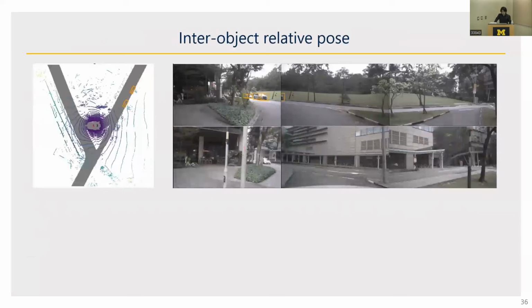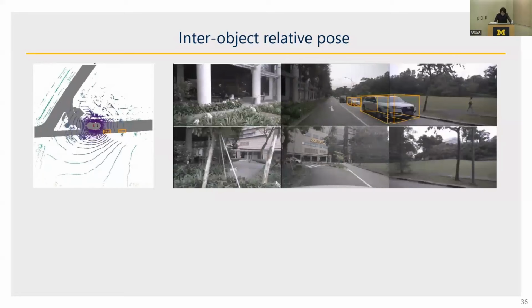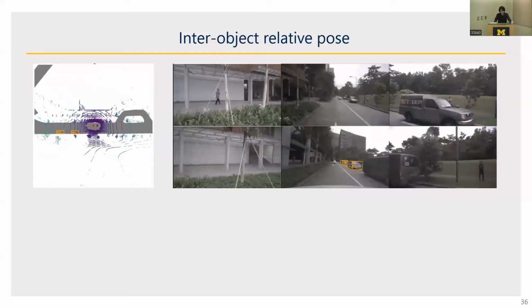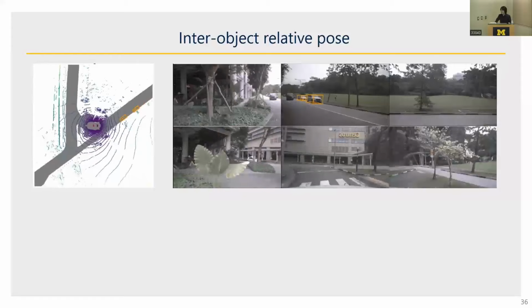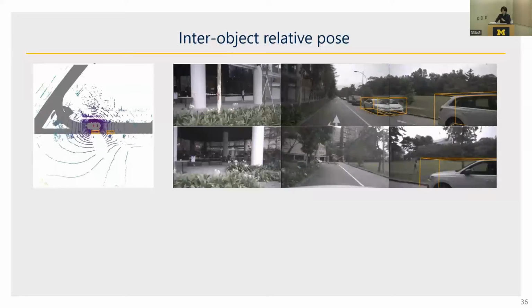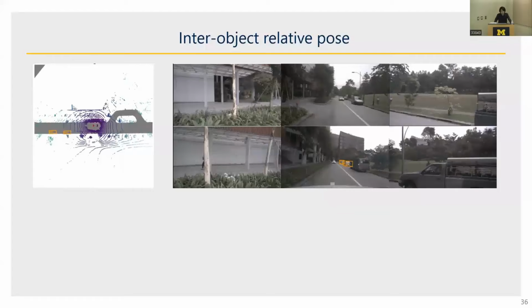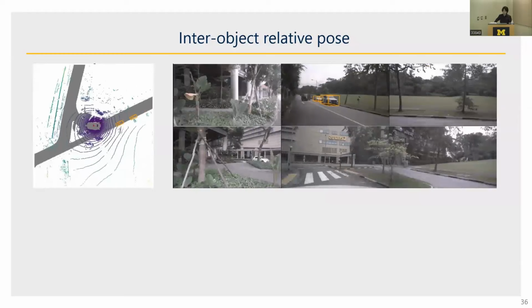Here is an example from the novel view synthesis that we previously mentioned. Here, two vehicles are highlighted in the yellow bounding boxes. You can see that when the ego vehicle is driving by, the two vehicles go through 5 of the 6 cameras, and their pose with respect to the ego vehicle also changed a lot, as can be seen in the bird's eye view LiDAR image. However, if you look at it, the relative pose between these two vehicles remains constant.